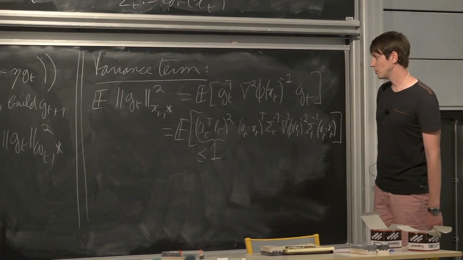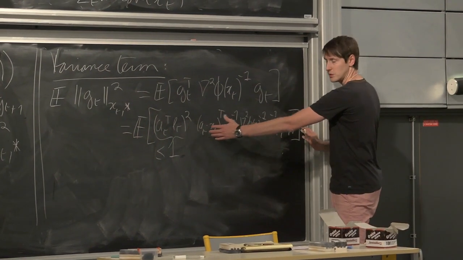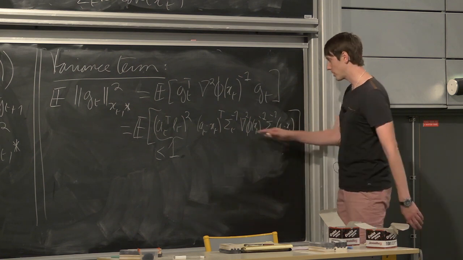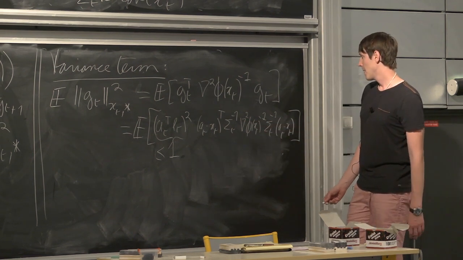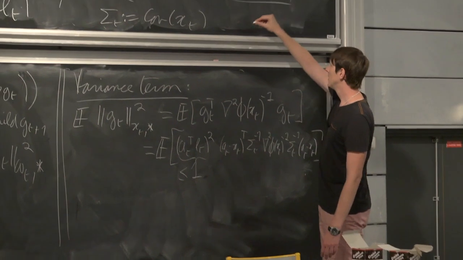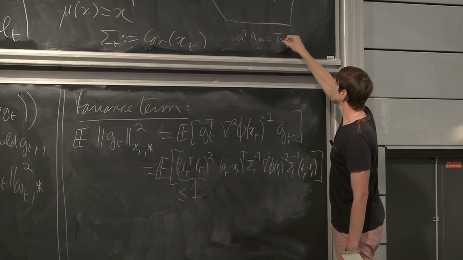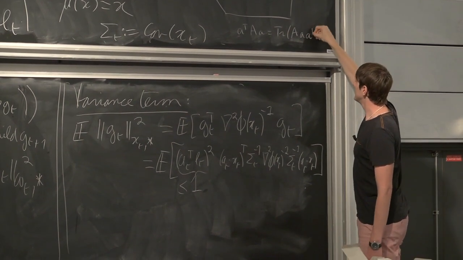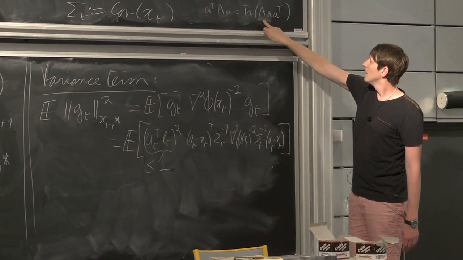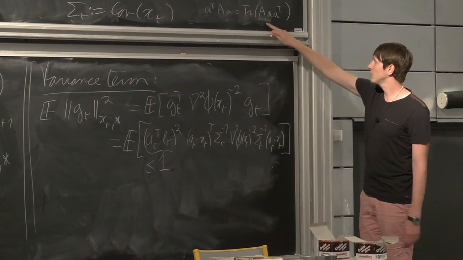The loss that you suffered. Now, what is this? And this is, of course, a positive quantity because it's a PSD matrix applied to some vector, so it's a quadratic form. Let me just use the fact that a transpose a is the trace of a a transpose. I just use the cyclic property of the trace.